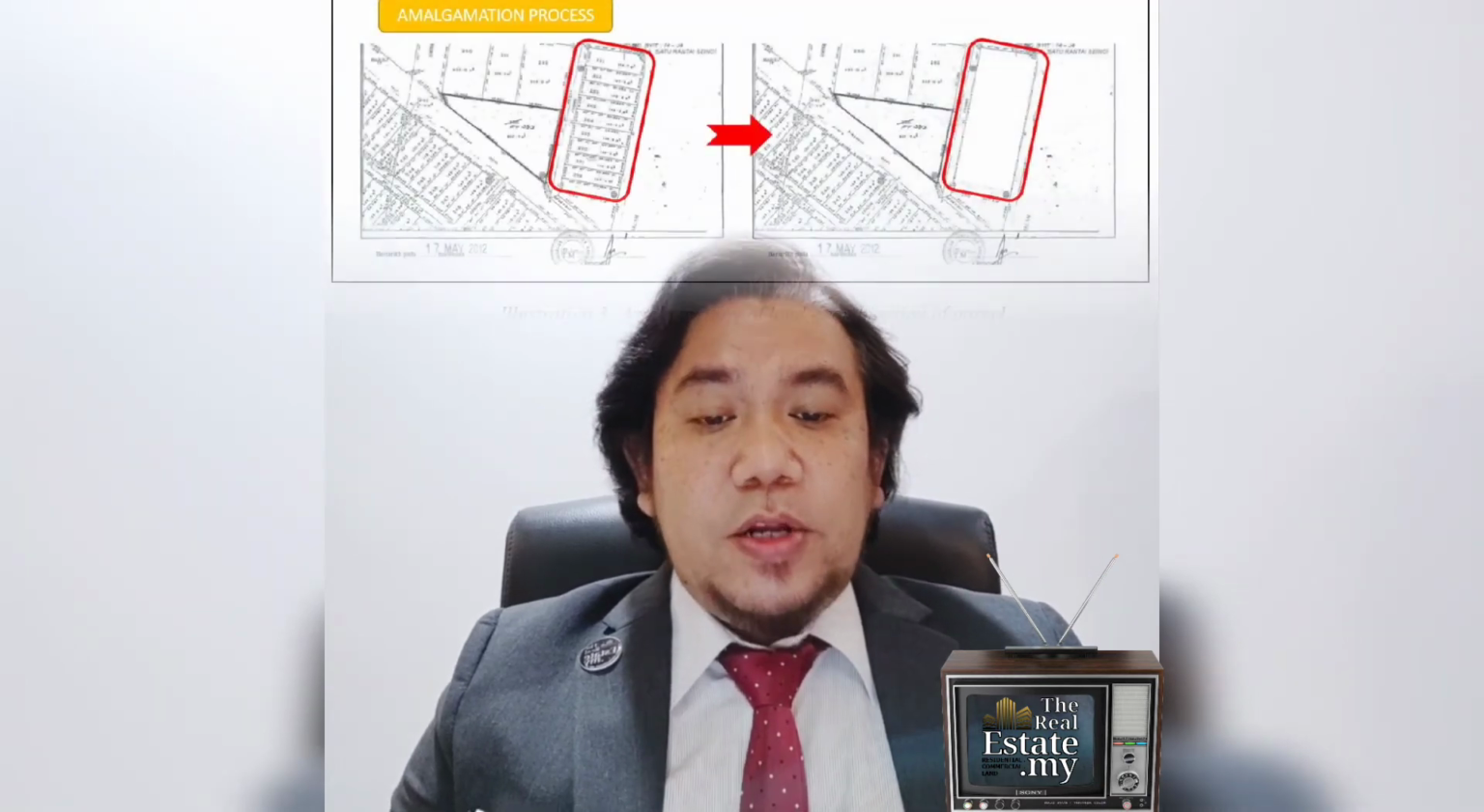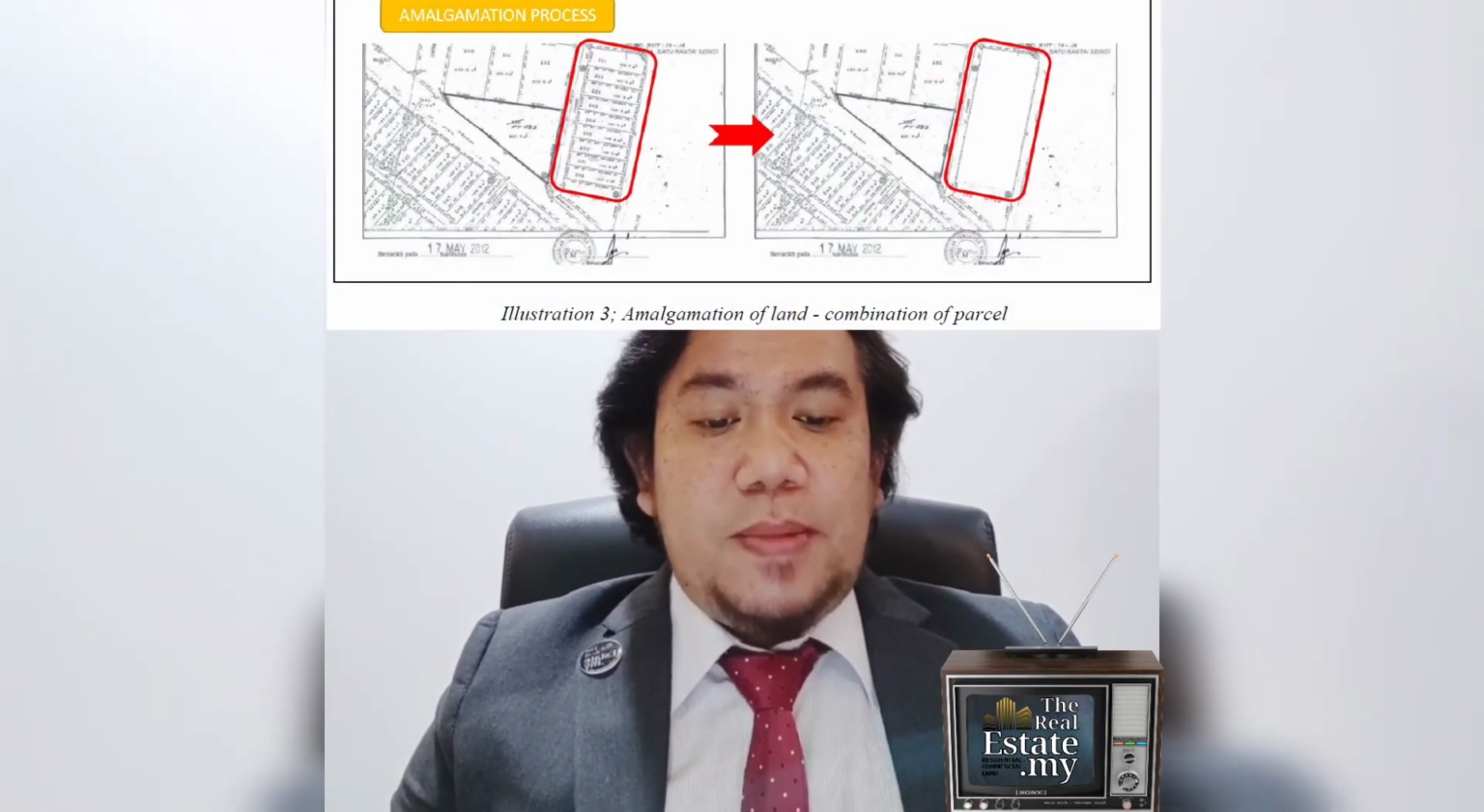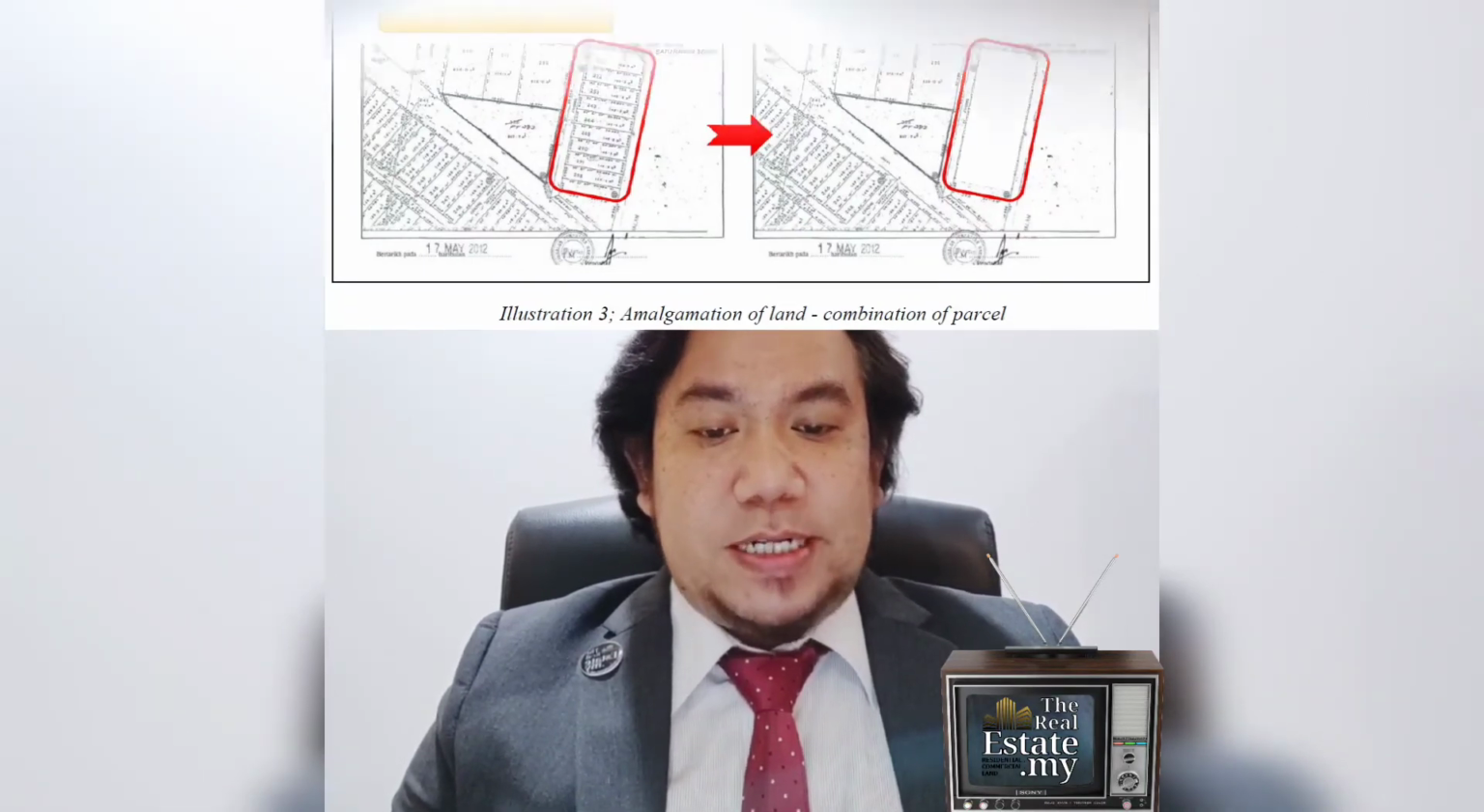And next will be the amalgamation. Land amalgamation, combining two or more adjacent parcels of alienated land, is known as amalgamation. Illustration above related to amalgamation of land, combination of parcels. This refers to the latest transaction in Gurney Drive, Penang, where Hong Kong investors snapped up 4 bungalows in the same row for about 20 million ringgit Malaysia.